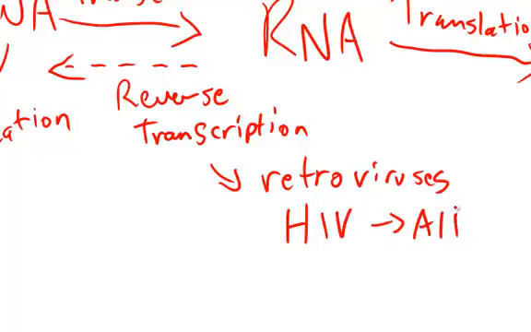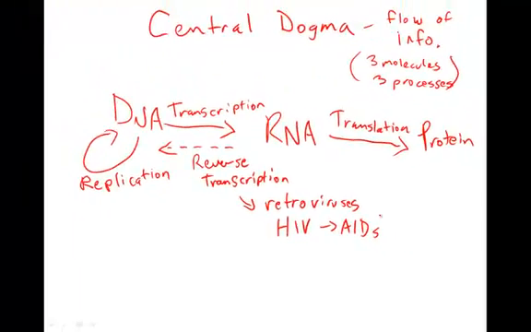And so if we looked at the HIV virus, which stands for human immunodeficiency virus, and it causes AIDS, acquired immunodeficiency syndrome. If we look at that virus, it has as its genetic material RNA, and that RNA is injected into cells, and then that RNA has to go through the process of reverse transcription, which requires a special enzyme, reverse transcriptase, which can make DNA, which then can take over the cell.